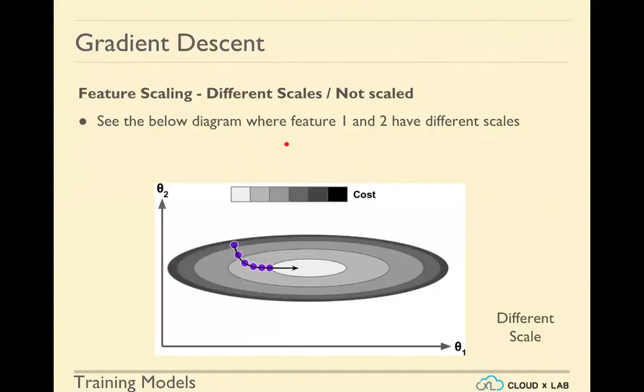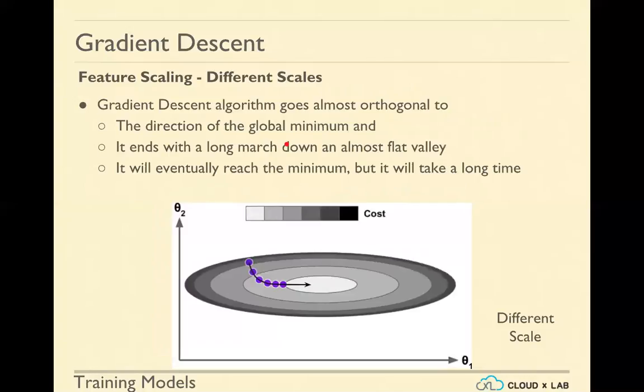Okay. So basically feature scaling is an important aspect of gradient descent. So the gradient descent algorithm almost goes orthogonal to the direction of the global minimum, okay? And it ends with a long march down a flat valley. When the slope is lower, the overall rate at which it will move will be really slow, and it will eventually reach the minimum, but it will take a long time.